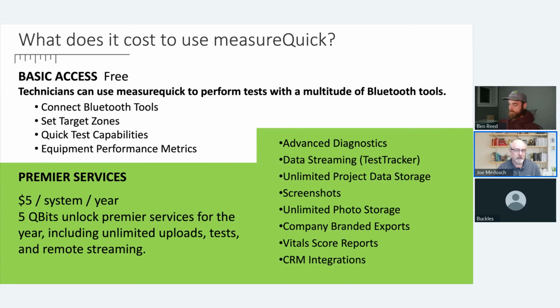Okay. So our Premier Services costs $5 per system for a whole year, meaning that it's 5 qubits and you unlock the system. A system is either the furnace or the air handler and the outside condenser. That's one system. And once you unlock it, you can come back the next day, every day you want for a whole year to access it. You can access all of the information on Virtuoso and download all that information or generate reports.